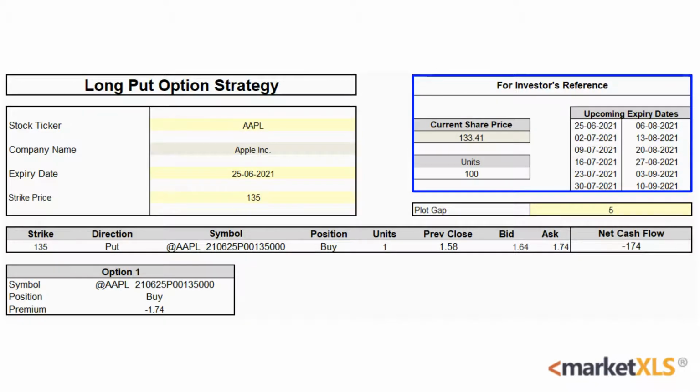For the purpose of this video, we'll be using Apple as the stock ticker, expiry date as 25th June, and we'll be buying one lot of put option at 135 strike price. The net cash flow would always come out as negative since the investor is buying the put option, and hence there will be an outflow in the form of premium. In this case, the net cash flow is negative $174, which is the result obtained when we multiply the number of units with the premium paid and the lot size.